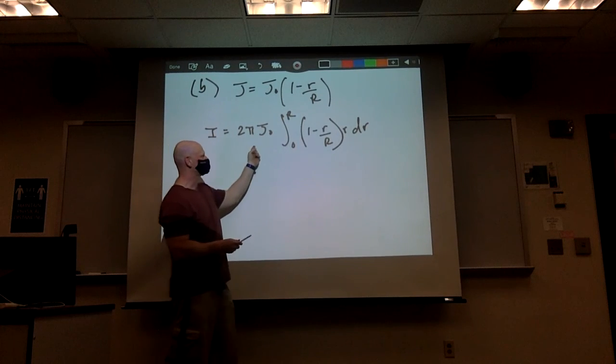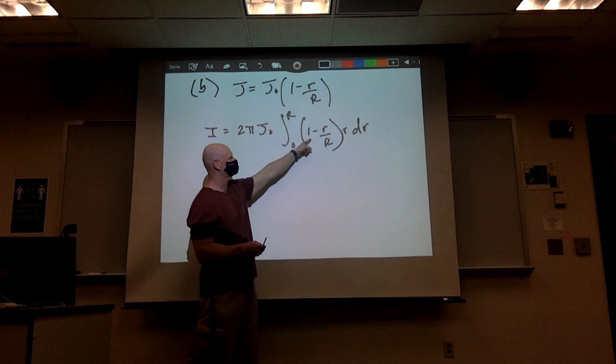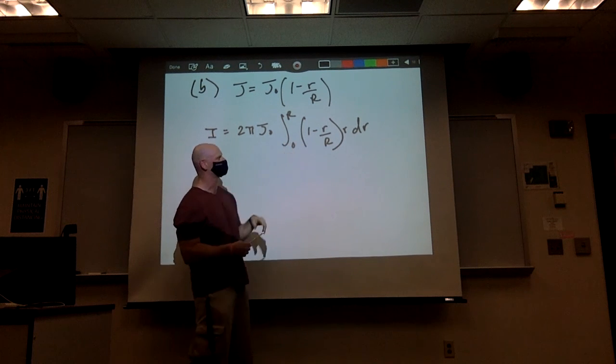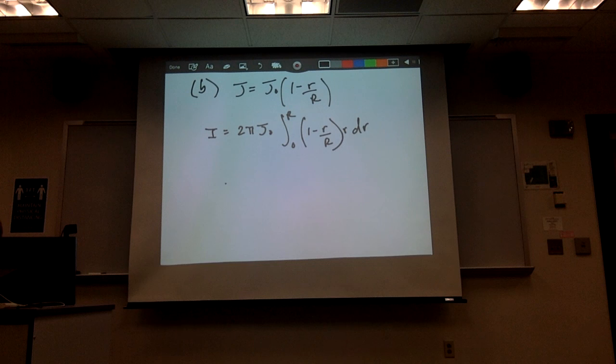Again, here it's probably easiest to do this as two separate integrals. So I'm going to have the integral of simply the first one, which is going to give me an RdR, and then I'm going to have the integral of the second one, which is an R squared. So this is going to be the same thing as 2 pi J0 integral from 0 to R of RdR minus 1 over R integral from 0 to R of R squared.